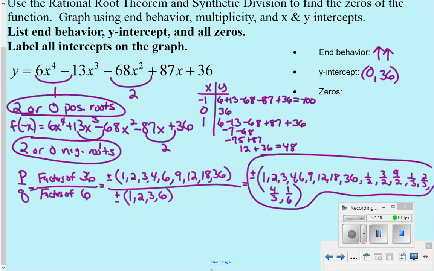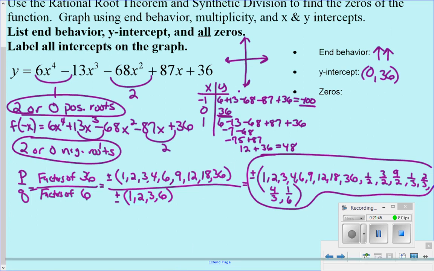Okay, but don't fret, because we do still know some information. We do know that this output was negative and this output was positive. So I talked briefly about this in class. If I were to do a real quick sketch here, -1, -100 is way down here, and 0, 36 is way up here. In order for me to go from that point to that point, the graph has to cross the x-axis. So if it crossed the x-axis, then that means there's a root there.